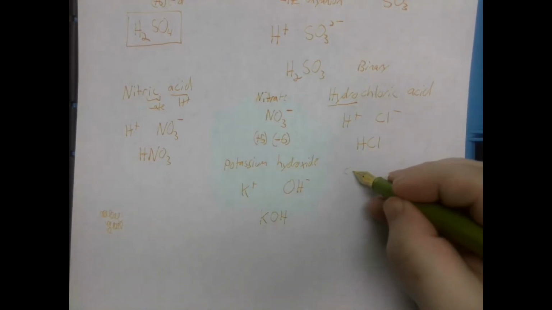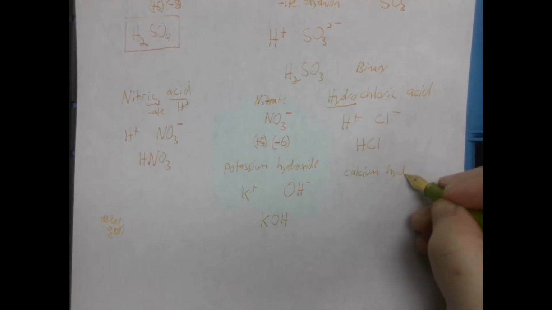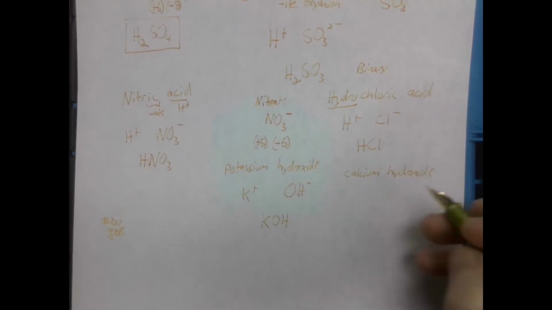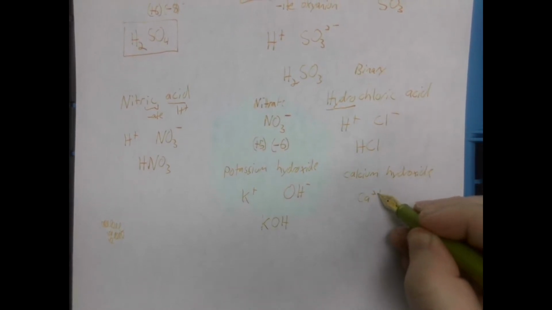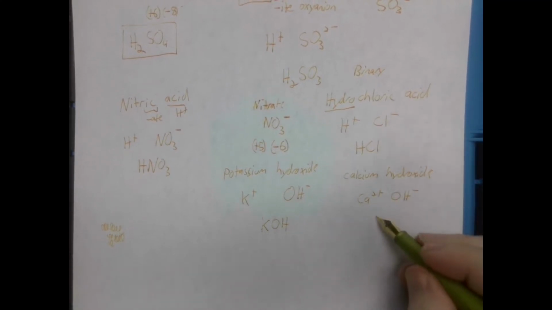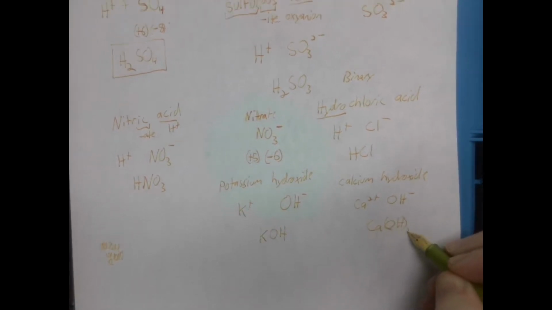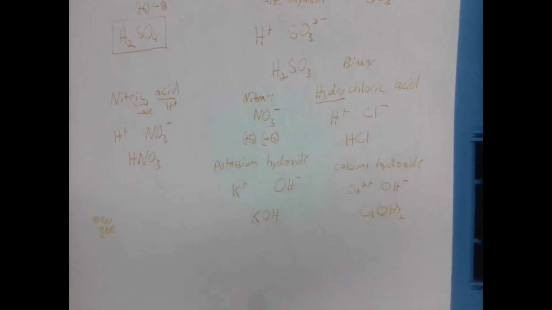I said calcium. Calcium hydroxide. Calcium, Ca2+, hydroxide OH negative. So when we crisscross, the 2 is going to distribute on the OH.